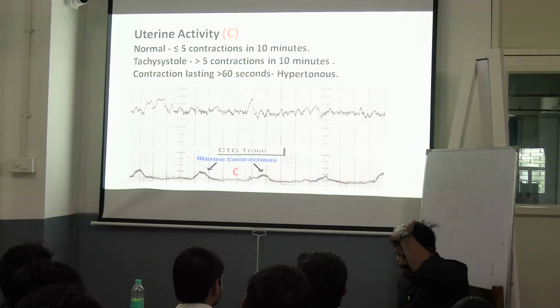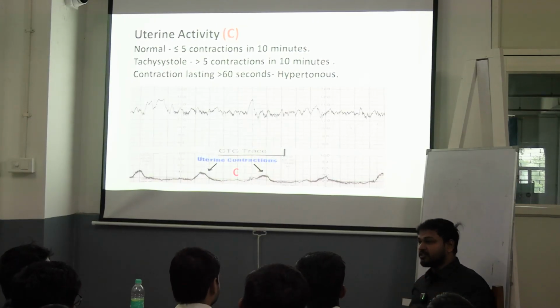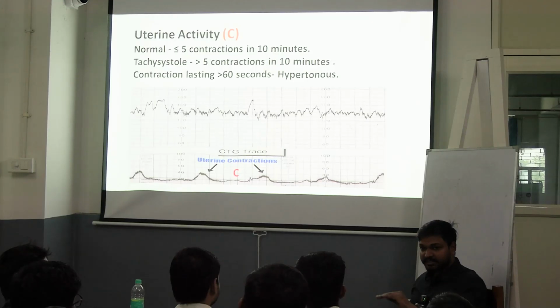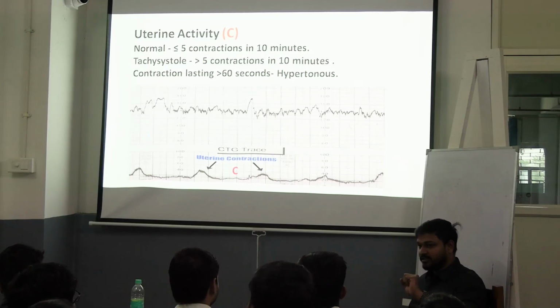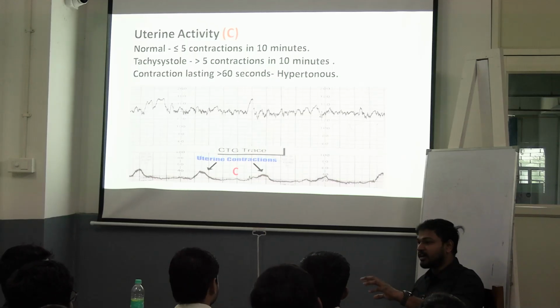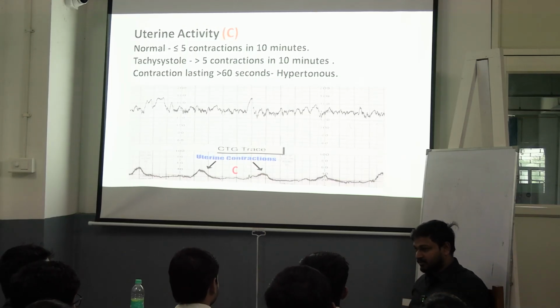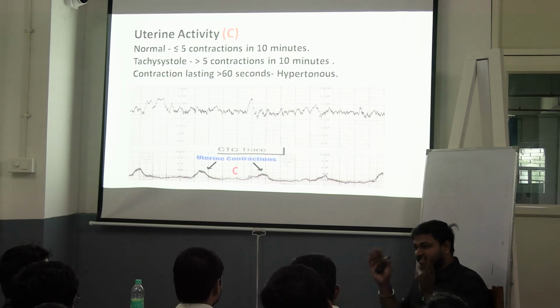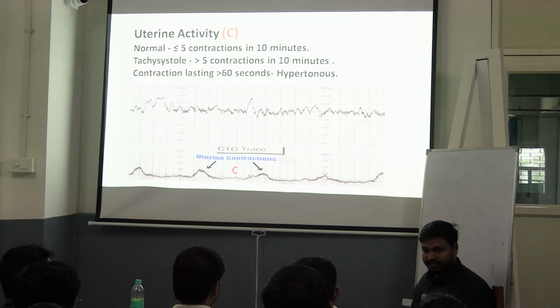Why are more contractions abnormal? Yes, every time when there is uterine contraction, blood supply to the fetus is hampered. When the uterus is in the contractile period, blood supply to the fetus will be cut off. When the uterus gets relaxed, at that time the fetus will get the blood supply. So if there are more contractions, there are chances of fetal hypoxia.